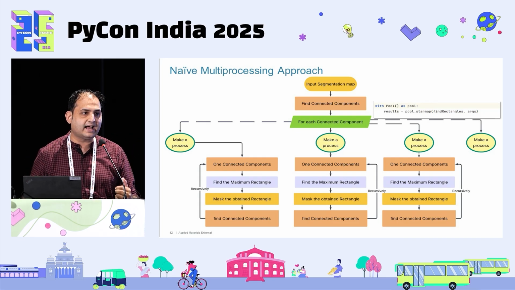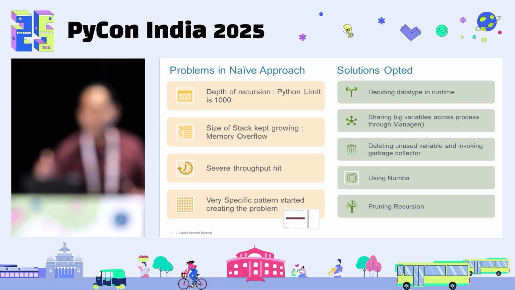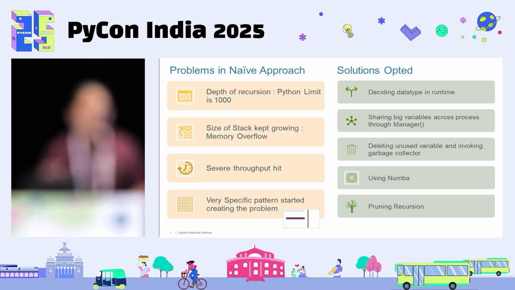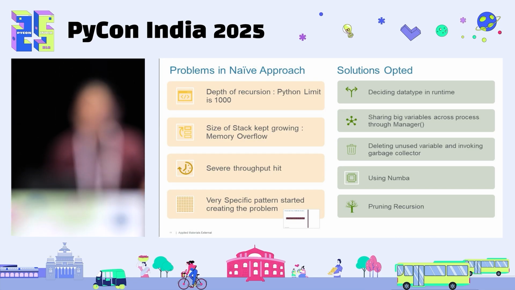Did it work in our case? Did it induce any problem? Let's move to the next slide. In Python, the depth of recursion is limited to 1,000. It may be increased a little, but still there is a limit. And because we are working in a gigapixel image-based situation, I exhausted the recursion depth of 1,000.